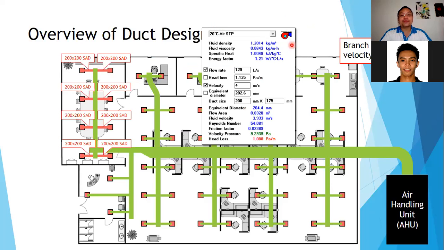So using our program, here on our presentation, I use the program so you can see. If I use a slide rule, you can see how I got the size. So for presentation purposes, I use the program. At 129 liters per second for each branch, I use a constant velocity of 4 meters per second. I got the circular size at 202 mm. The rectangular duct given to us is 200 by 175.